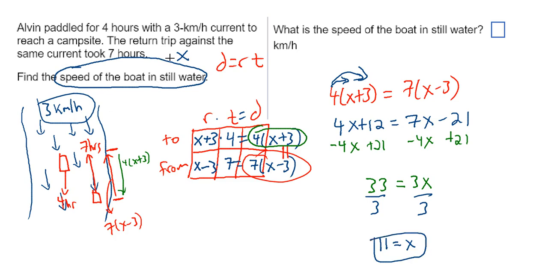Find the speed of the boat in still water. That is x. That is the answer we're looking for. So there's nothing else I need to do. The answer is 11 kilometers per hour is how fast Alvin is able to paddle the boat on his own.